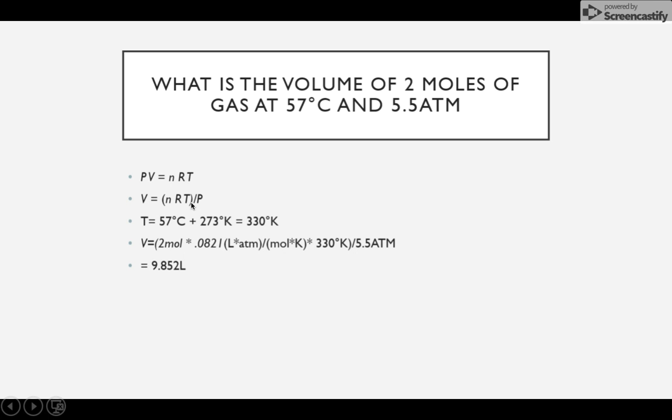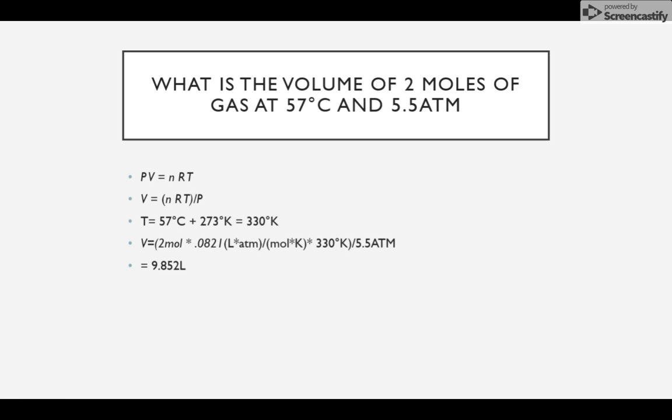And before we plug our numbers into the equation, the temperature always has to be in Kelvin, and right now it's in Celsius. So to get to Kelvin, you always just add 273 to the Celsius number. So you're going to add 57 degrees Celsius to 273 and you're going to get 330 degrees Kelvin.